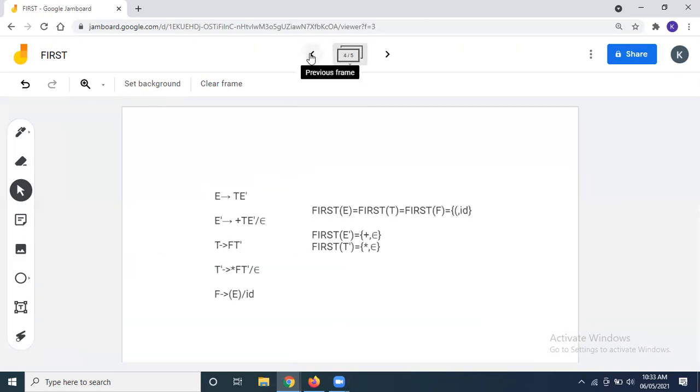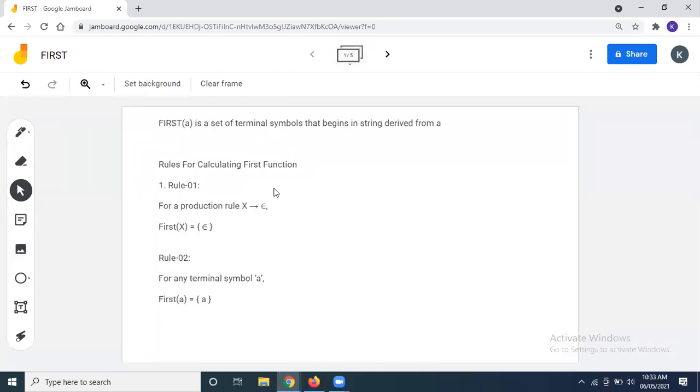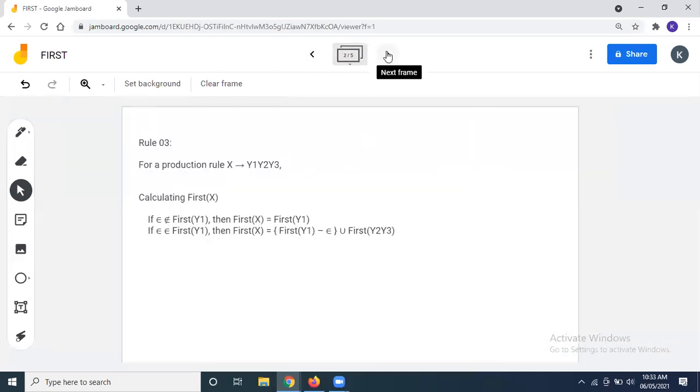Now here, according to this third rule, the first thing you all know is that if it is epsilon, we take it as epsilon. But now if we have X derives a non-terminal symbol, and in that non-terminal symbol we have epsilon, then what do we have to do? Apart from epsilon, whatever is present in first of Y1, that you will include. With that, we will see first of Y2 as well as Y3.